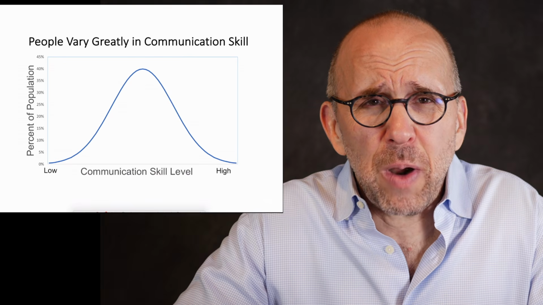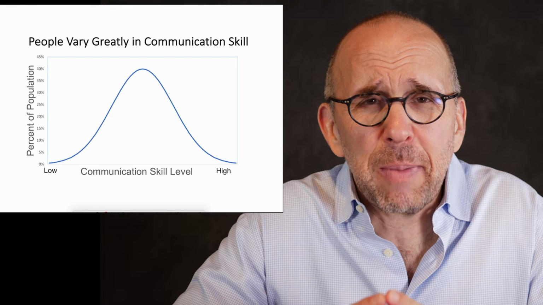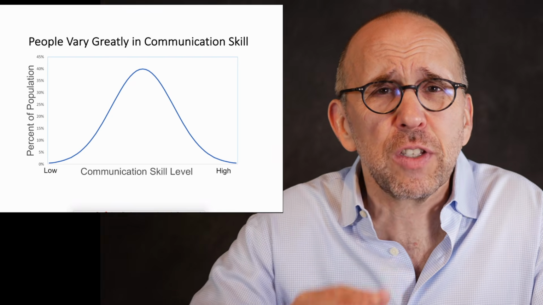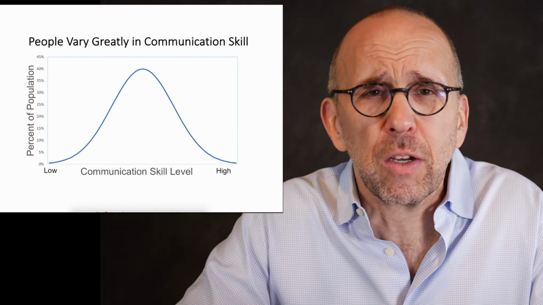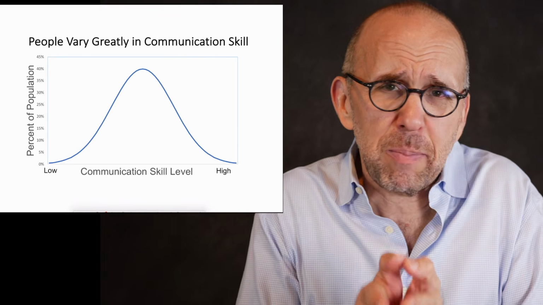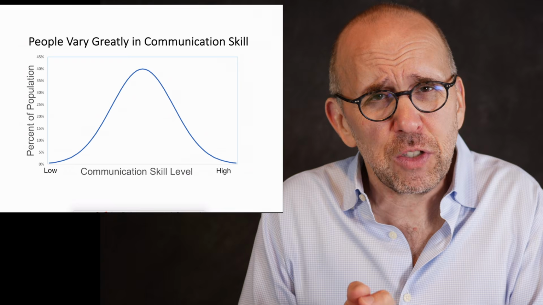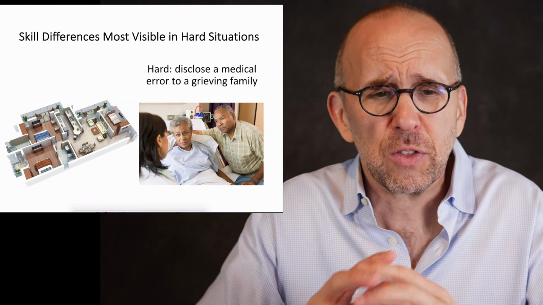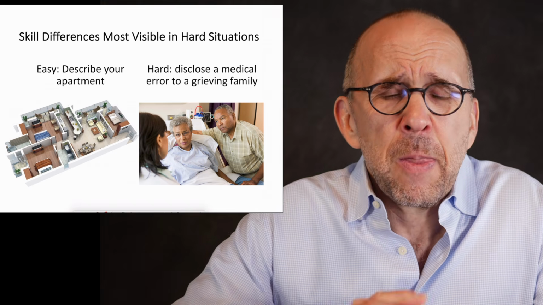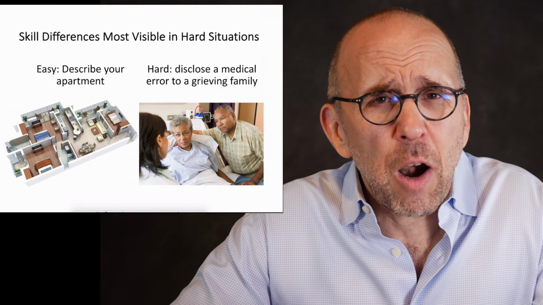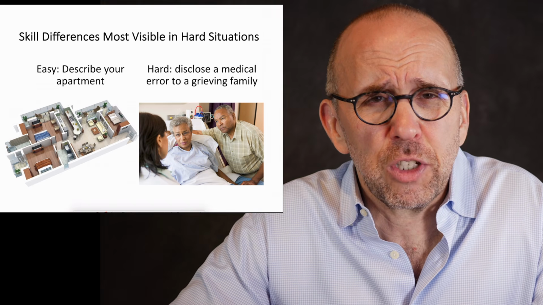This slide just represents the idea that with any skill like communication skill, there will be a normal distribution, a bell curve, and most of us will, by definition, be average. So the question is, how can we get ourselves from average to above average in this overall distribution of communication skills? Well, it turns out that these skill differences are most visible in hard situations.